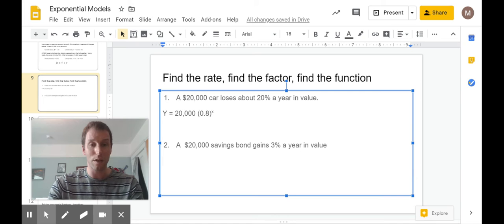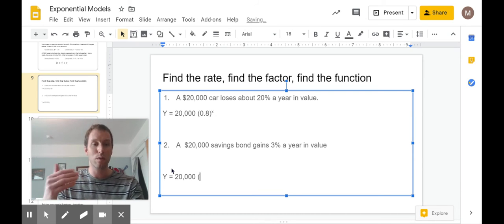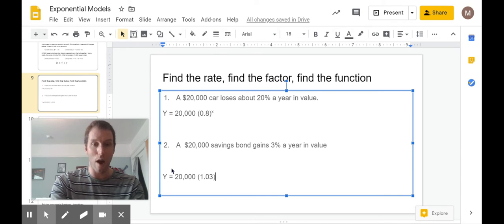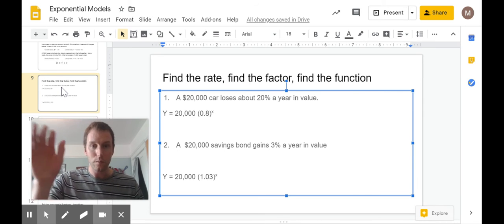A $20,000 savings bond gains 3% in value each year. So again, that $20,000 is my starting point, my initial state. If it gains 3% in value each year, that is, again, a rate. So it's going to be 1 plus 3%, which is 0.03. Well, 1 plus 0.03 is simply 1.03. And we'll raise that to the power of X, or the number of years that we hold this bond. Each year it's worth 103% of what it was worth the year before.